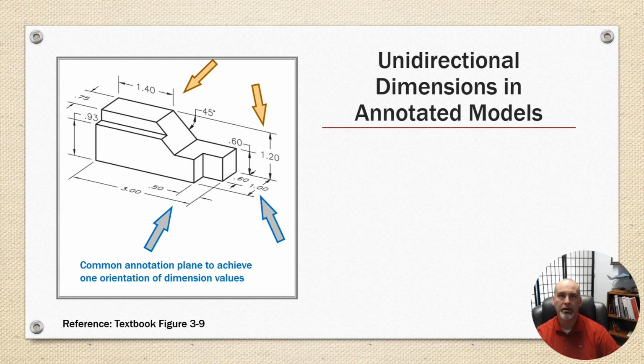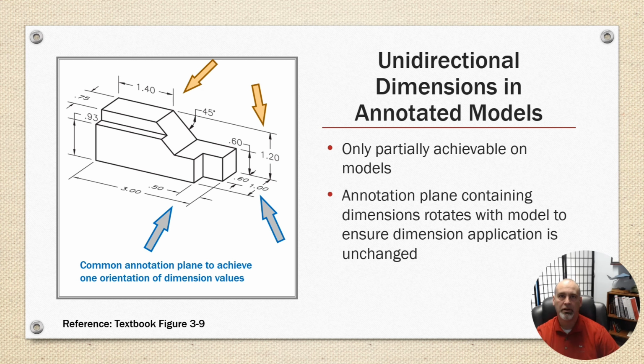Now, unidirectional dimensions in annotated models are only partially achieved on models. An annotation plane containing dimensions rotates with the model to ensure dimension application is unchanged.